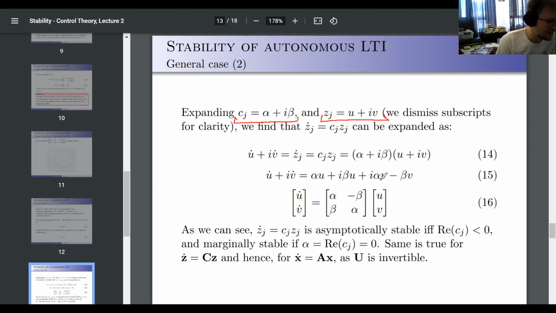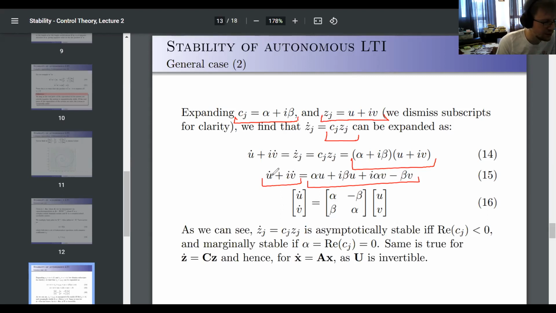All right, so let me finish quickly here. C is equal to this, Z is equal to this. So we can now compute their product. We can actually open it up like this, and Z dot also can be opened up, right? And we can rewrite this whole thing as a vector.